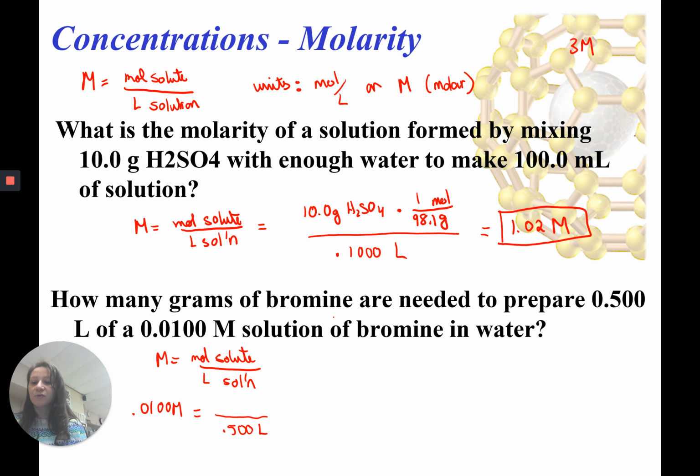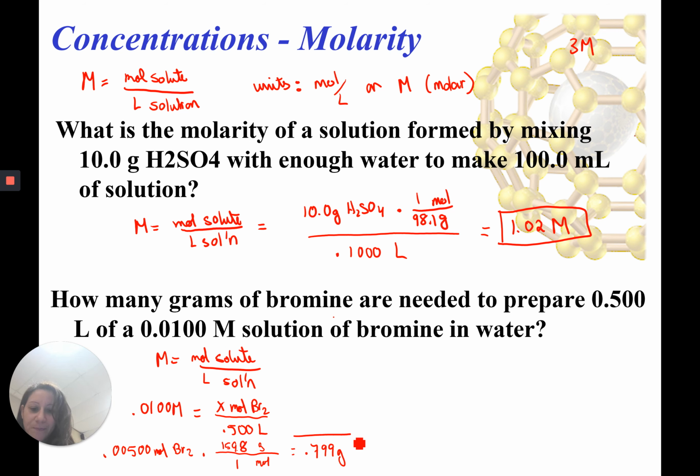So what are they asking for? Well, they're asking for the grams of solute, which we get by finding moles of solute. So we are trying to find the moles of the bromine here. That's our solute. Once we find that, we can find the grams. So that would be 0.00500 moles of bromine. They wanted grams though, so we're going to convert, put moles here, grams here. The molar mass of bromine, because it's diatomic, is 159.8. So that gives us 0.799 grams, and that's our answer.